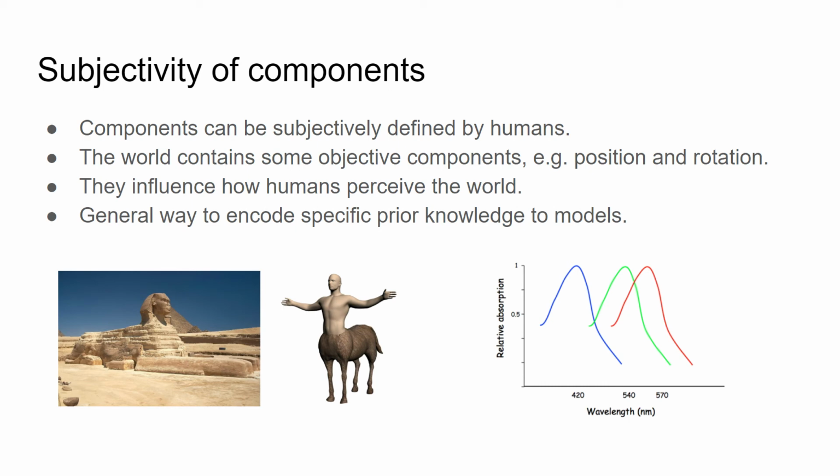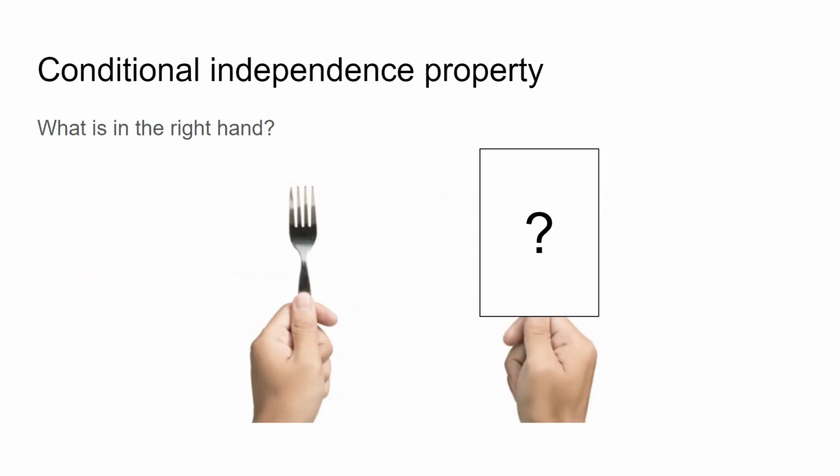Since machines are not humans, they do not know what subjective components humans have. This means that we need a general way to encode humans' understanding of components to models. Then let's look at another question of what relation between entangled and disentangled representations. The key idea here is conditional independence property.